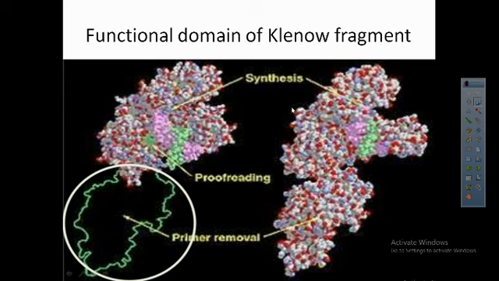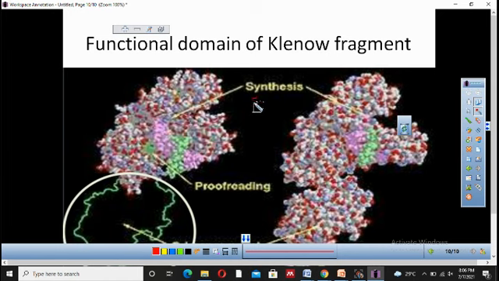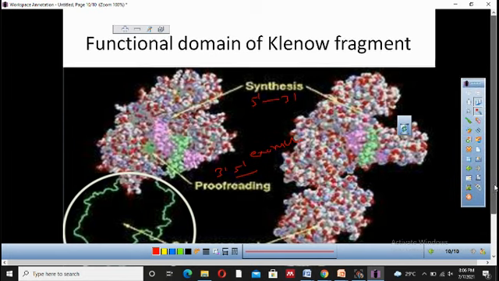This is again the pictorial representation of the Klenow fragment, where you can see this is the synthesis, therefore this is the 5 prime to 3 prime polymerase activity. This is proofreading, the 3 prime to 5 prime exonuclease activity, and there is the primer removal.